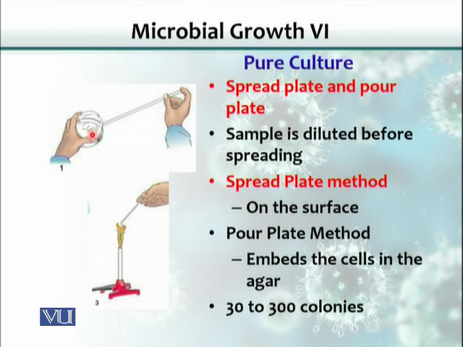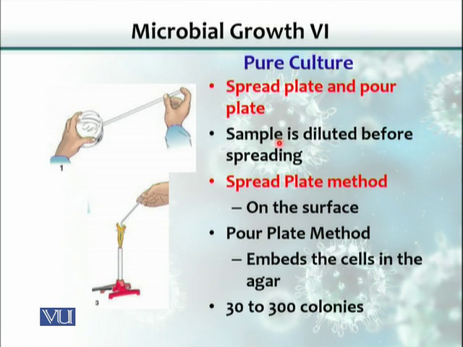Here you take the plate, which is already prepared, a solidified nutrient agar, and you spread the diluted organism onto the surface of this. And there is another, what we call a pour plate, where we mix the diluted organism with the nutrient agar when it is cool enough, but not solidified. And then we pour that onto a plate and then incubate.